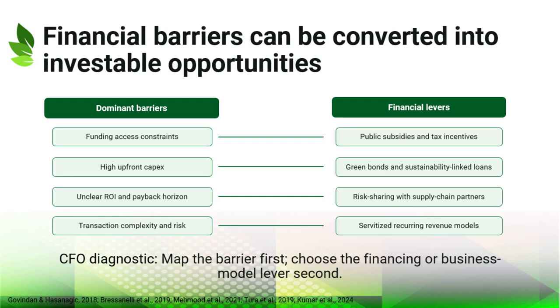Financial barriers are often the reason circular projects fail to scale, but each barrier can be paired with a lever. Limited access to funding can be addressed through public subsidies and tax incentives. High upfront capital expenditure can be supported through green bonds or sustainability-linked loans. Unclear return on investment can be reduced by risk-sharing arrangements with supply chain partners. Transaction complexity and operational risk can be managed through servitized models that create recurring revenue and better lifecycle control.